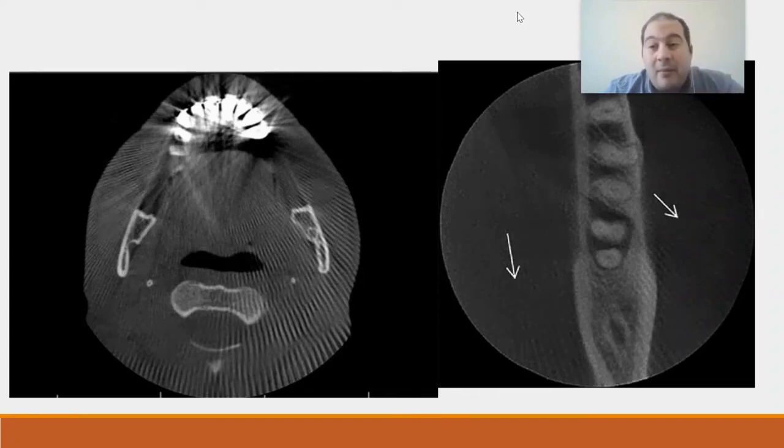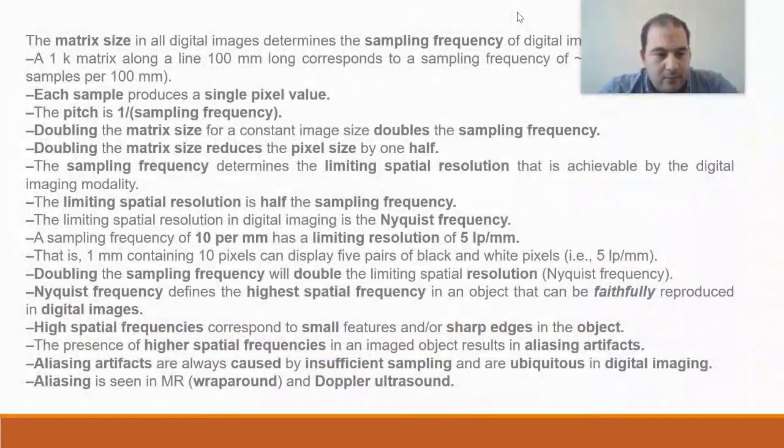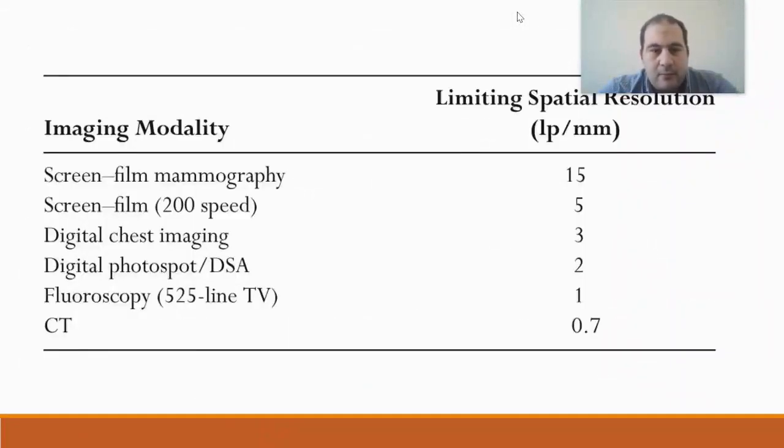Similarly, for example, in ultrasound or in MRI, when we talk later about aliasing artifacts. Here, I am explaining everything I was talking about regarding matrix size and pixel in this part.